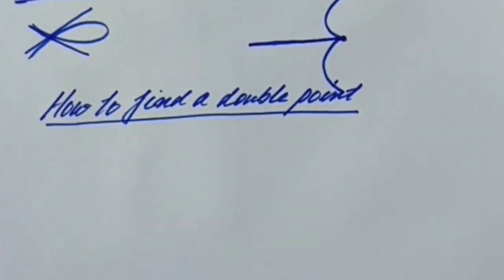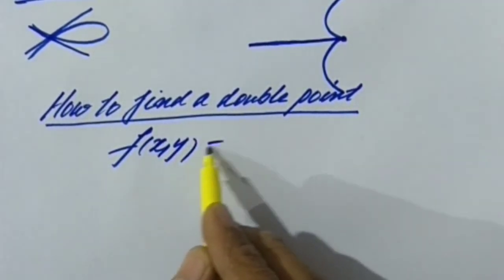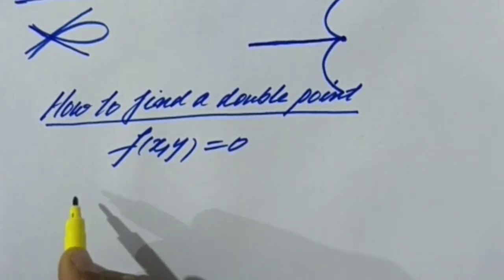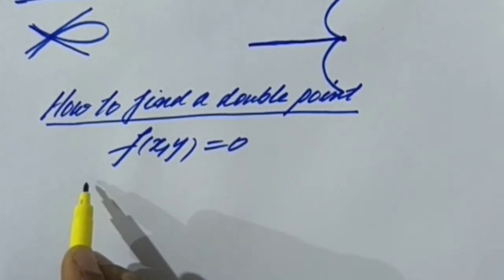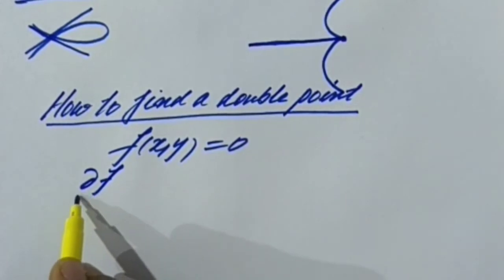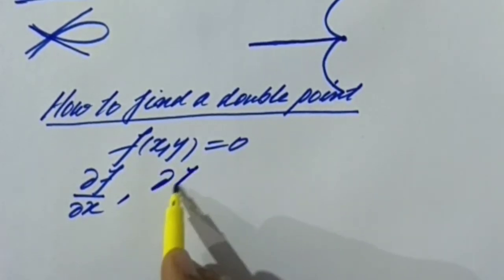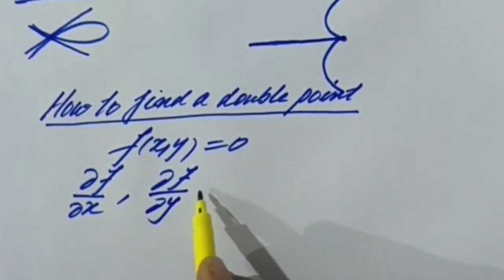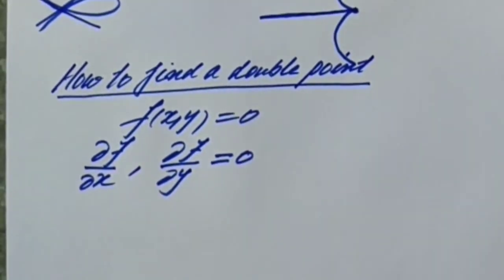Now how to find a double point? Suppose f(x,y) is equal to 0 is the curve to be plotted. First we need to find the first order partial derivatives of f with respect to x and y. That is, we need to find del f over del x and del f over del y, and equating both of them to 0, we find the possible values of x and y, which give us the possible double points of the curve.